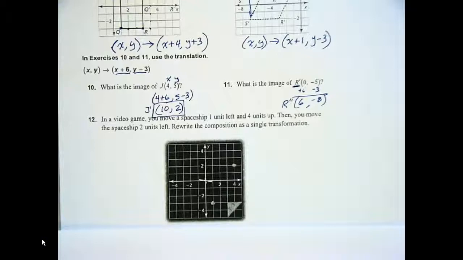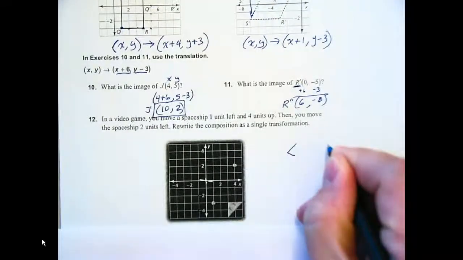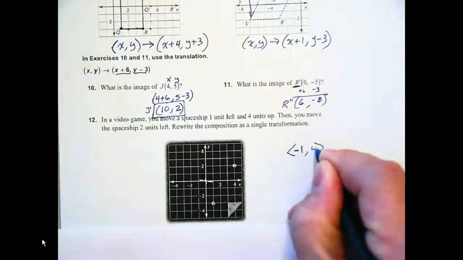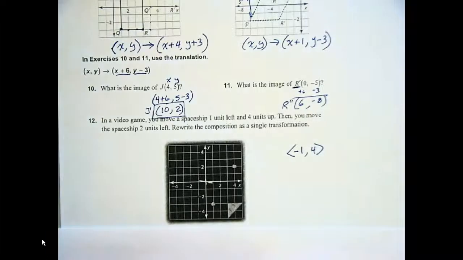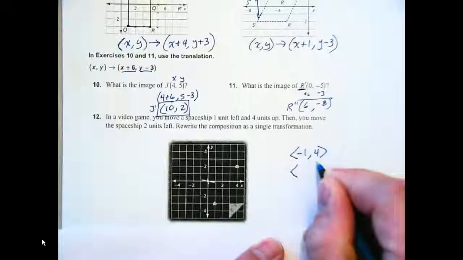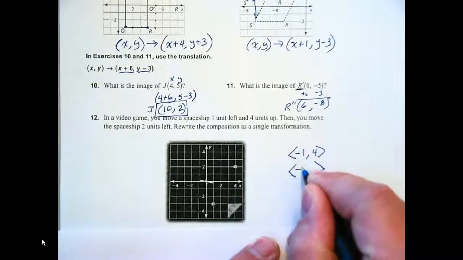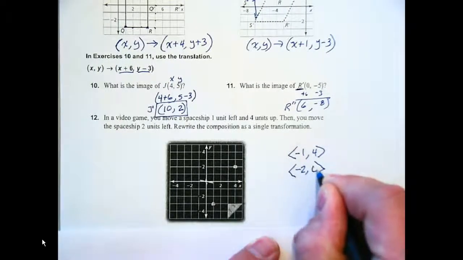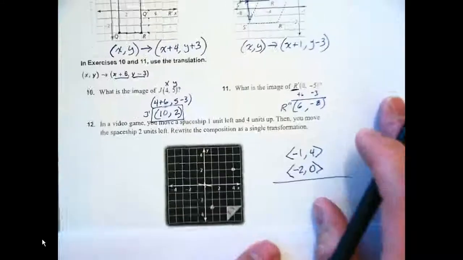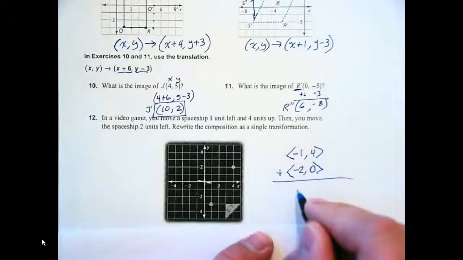All right, in a video game, you move your spaceship 1 unit to the left and 4 units up. How could we write that as a vector? -1, 4. Okay? You then move your spaceship 2 units left. How do we write that as a vector? -2, 0. Rewrite the composition. Well, you just add your vectors. -3, 4.